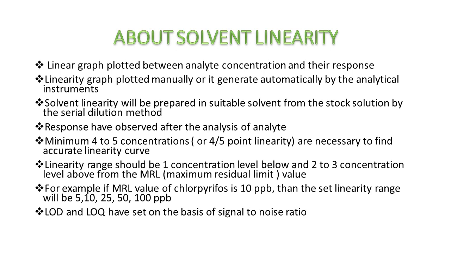The linearity range should be 1 concentration below and 2 to 3 concentration levels above the MRL value. For example, if the MRL value of chlorpyrifos is 10 ppb, then the linearity range will be 1 point below 10 ppb, which is 5 ppb, and 3 points above 10 ppb, which are 25, 50 and 100 ppb.